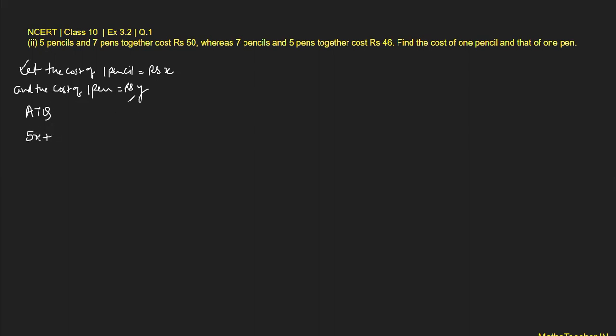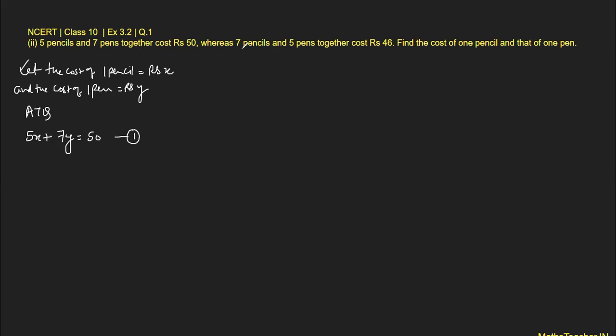The cost of one pen is rupees Y, so the cost of 7 pens should be 7Y. And the total cost of 5 pencils and 7 pens is going to be rupees 50, so it must be equal to 50. Now this is the first equation that we are having right now.